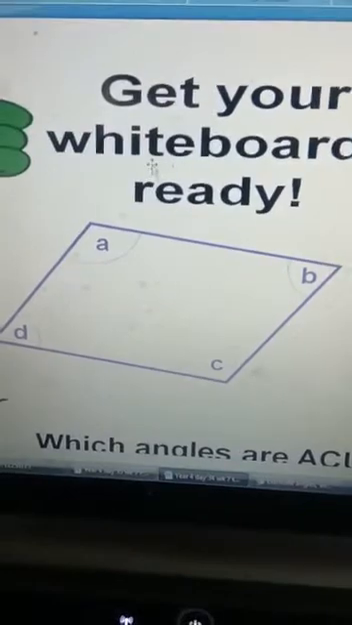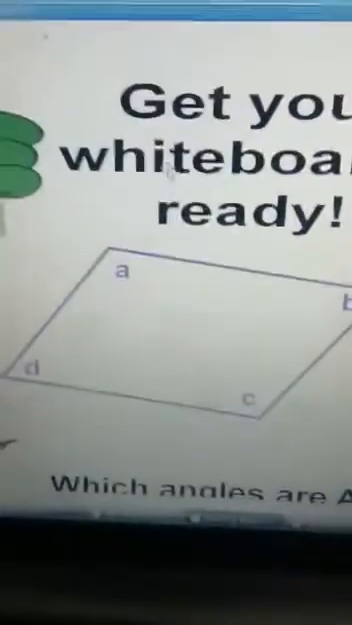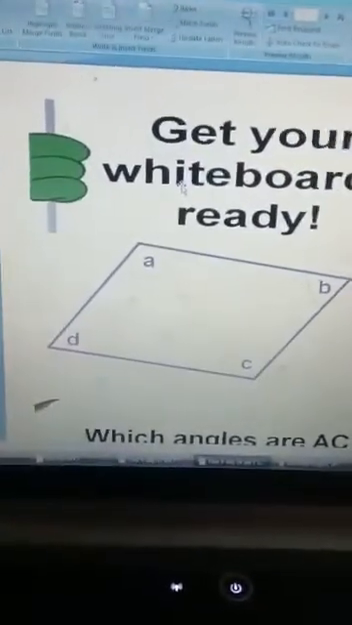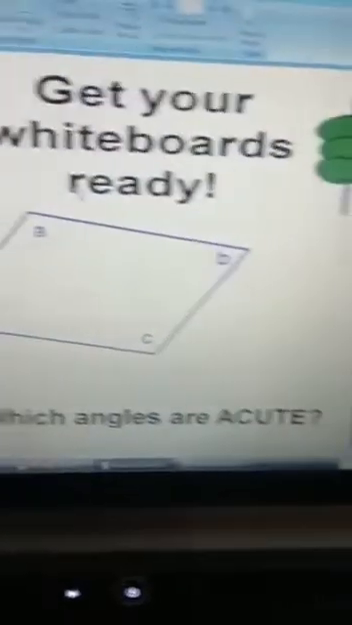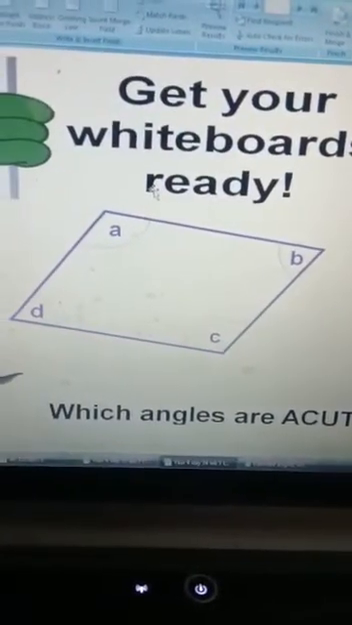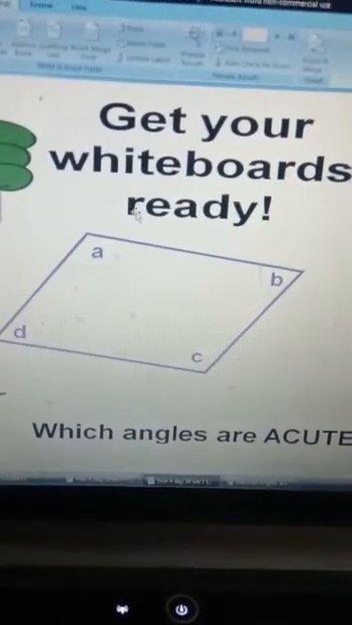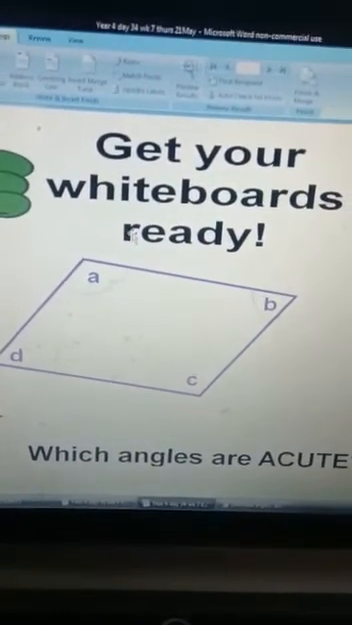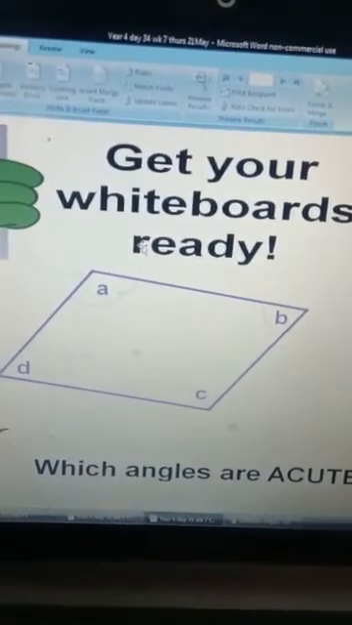We've got 4 angles in this quadrilateral, A, B, C, D. Which angles are acute? Is it A, B, C or D? And which angles are obtuse? A, B, C or D? You choose.